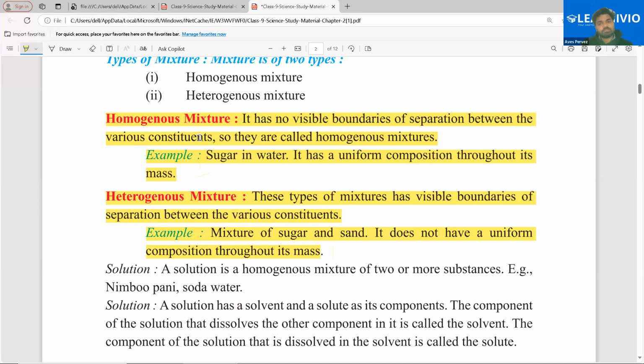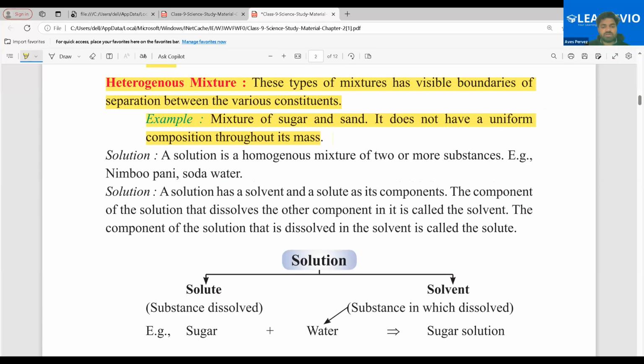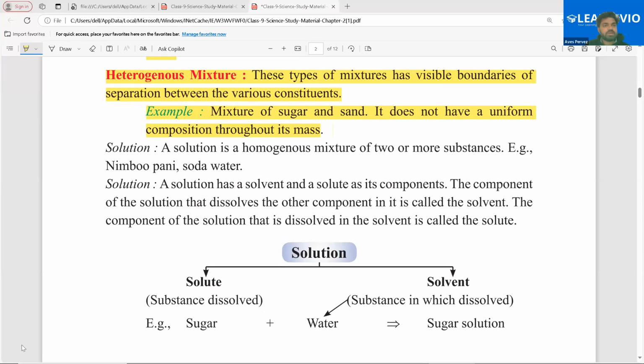Done? Now, what is a solution? A solution is a mixture. Let me explain what a solution is. A solution is made up of a solute and a solvent. It consists of a solute and a solvent, depending on the type.